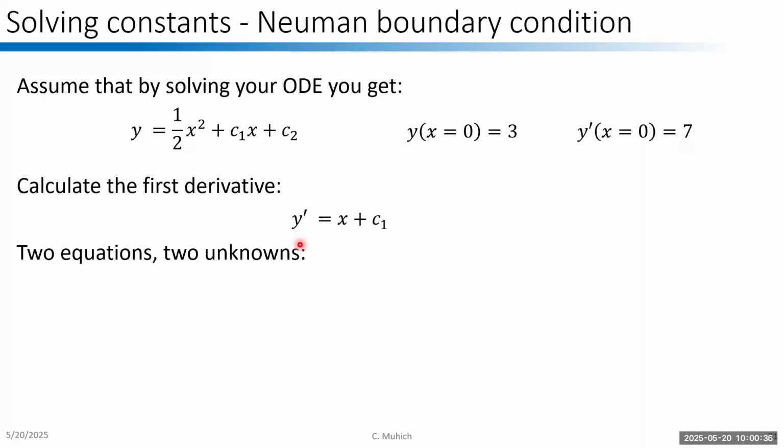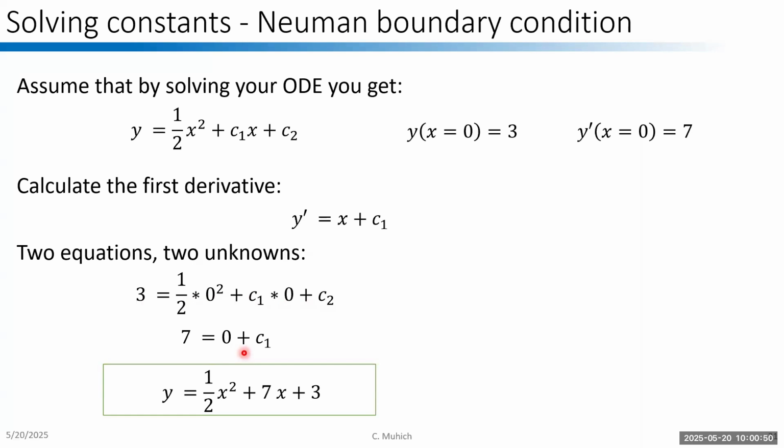I still have two equations with two unknowns. I have 3 equals 1/2 times 0 squared plus c1 times 0 plus c2, and 7 equals 0 plus c1. This gives me a total equation of y equals 1/2 x squared plus 7x plus 3.